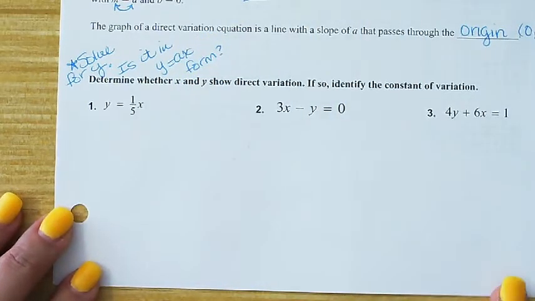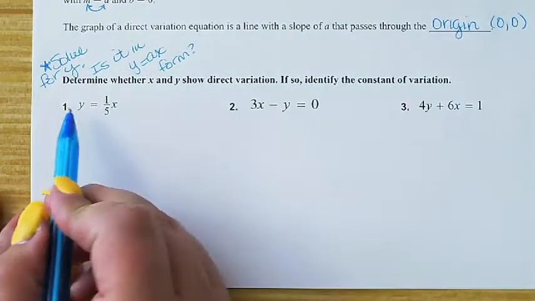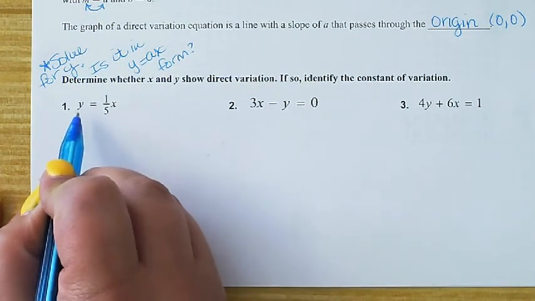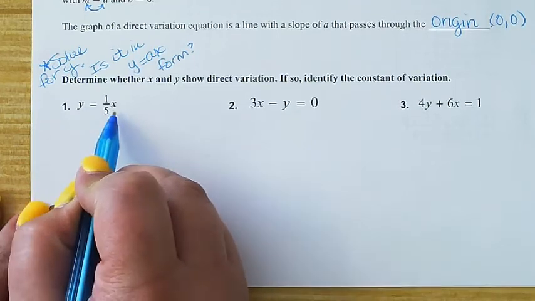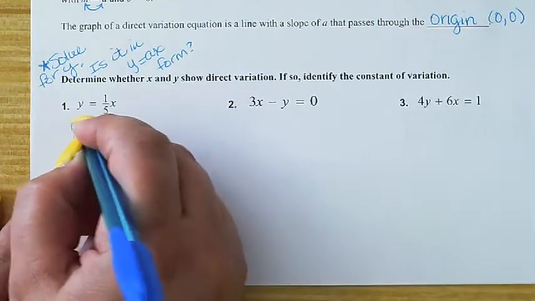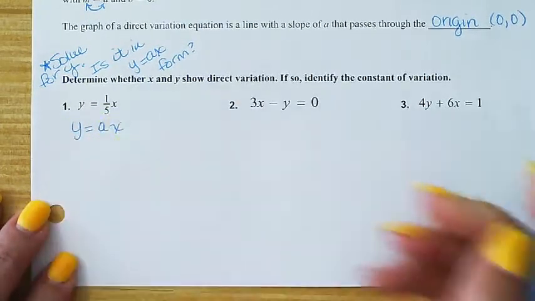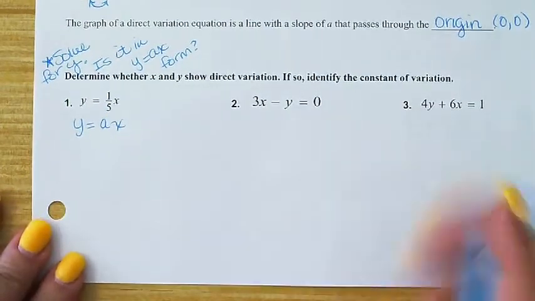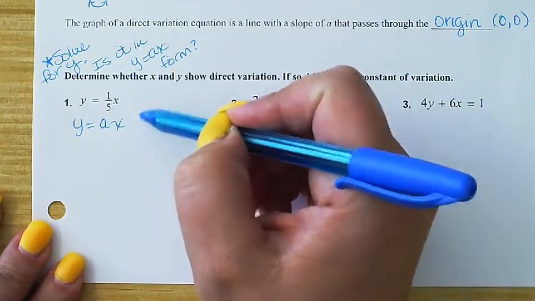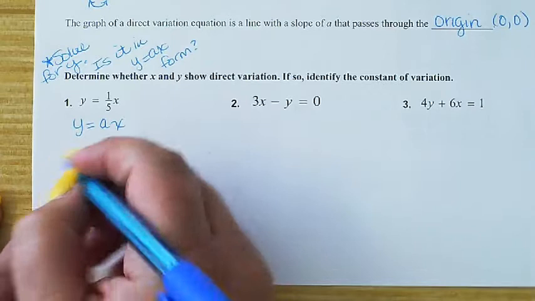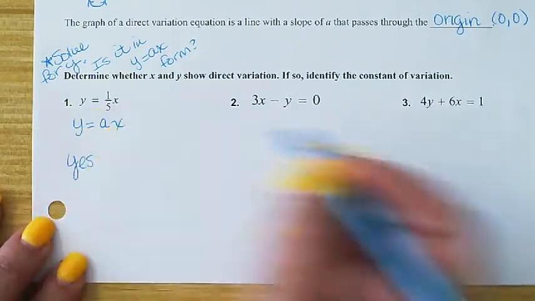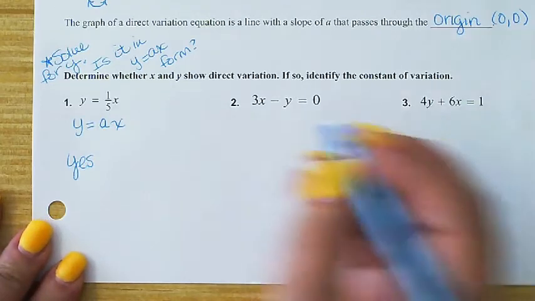Okay, so that's really what we're going to be doing there. So number one, let's see, is y already isolated? It is, right? Y is by itself, everything is on the other side, and it's simplified. So the question is, does this have that y equals ax form? Okay, and it does. Here's my y, my equals, a happens to be 1/5, and then x, and there's nothing after that. So the answer here is yes.